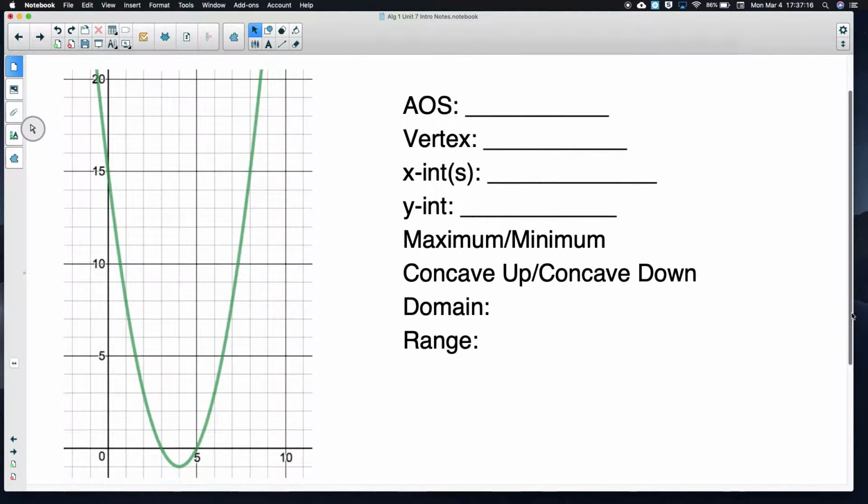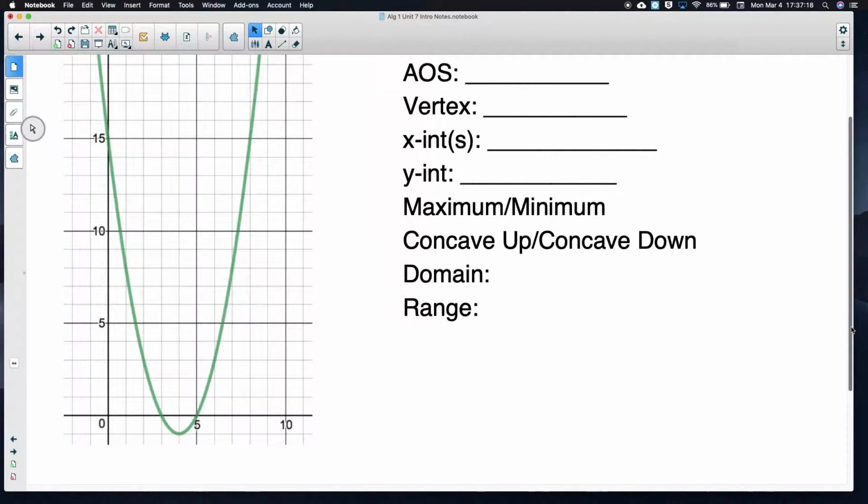identify the key characteristics. Well, the axis of symmetry, you can notice that your axis of symmetry is right here. That's your AOS, and that vertical line is x equals 1, 2, 3, 4. X equals 4, which means that your x-coordinate of your vertex is going to be 4, and then that minimum value, what happens when I plug in 4, I get out negative 1.